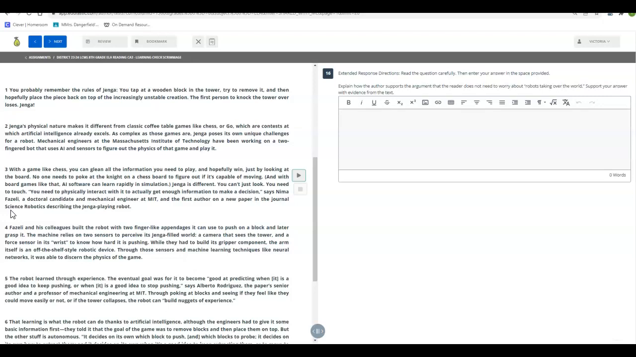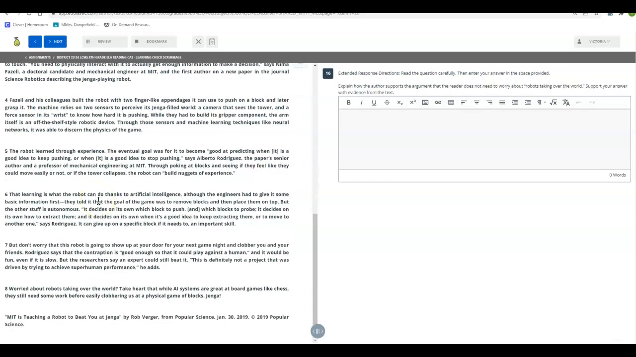Fazeli and his colleagues built a robot with two finger-like appendages it can use to push on a block and later grasp it. The machine relies on two sensors to perceive its Jenga-filled world, a camera that sees the tower and a force sensor in its wrist to know how hard it is pushing. While they had to build its gripper component, the arm itself is an off-the-shelf style robotic device. Through those sensors and machine learning techniques like neural networks, it was able to discern the physics of the game. The robot learned through experience.